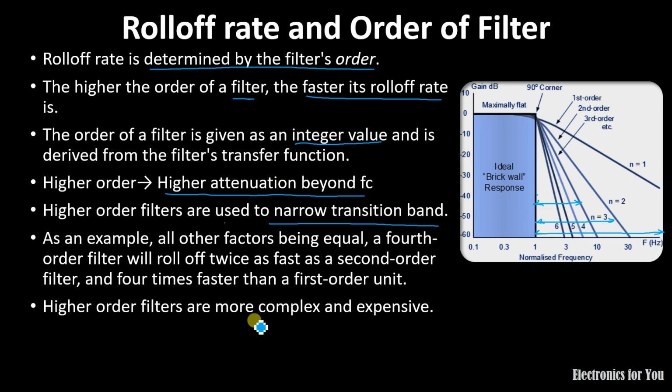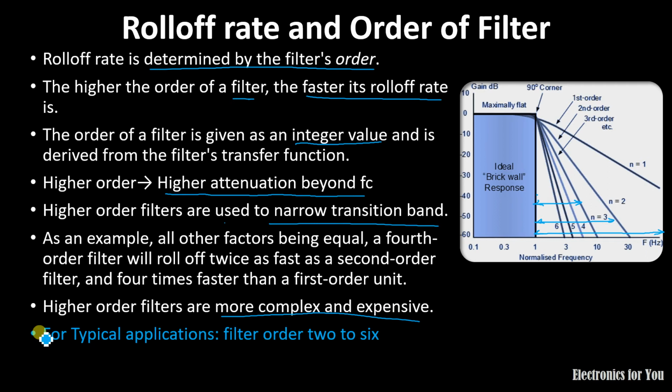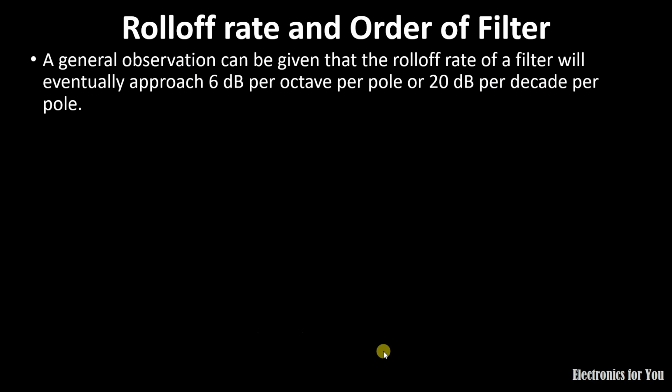Then higher order filters are more complex and therefore they are expensive. Then for typical applications the filter has the order 2 to 6. So generally the order of the filter is from 2 to 6.